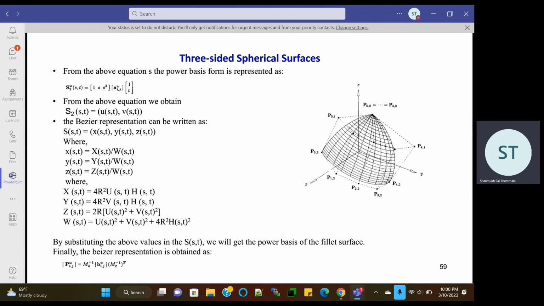And the Bezier representation can be written as S(s,t) equal to (X(s,t), Y(s,t), Z(s,t)), where the values of X, Y, Z are as shown. And by substituting the above values in S(s,t), we will get the power basis of the fillet surface. And the final Bezier representation is obtained as shown in the figure.